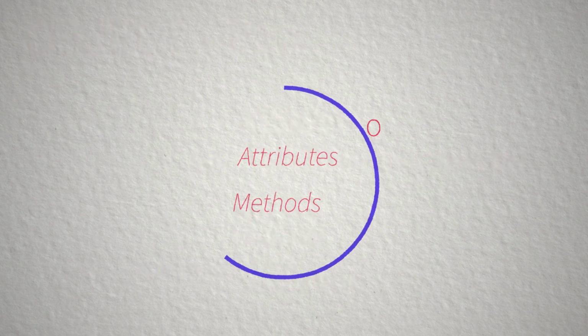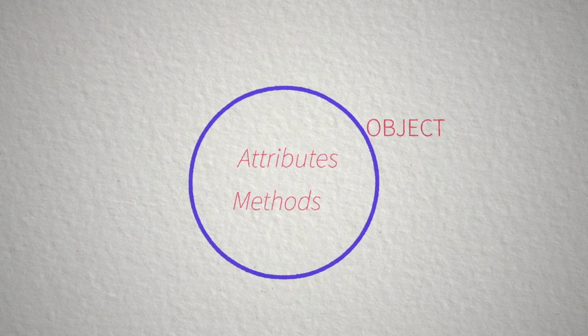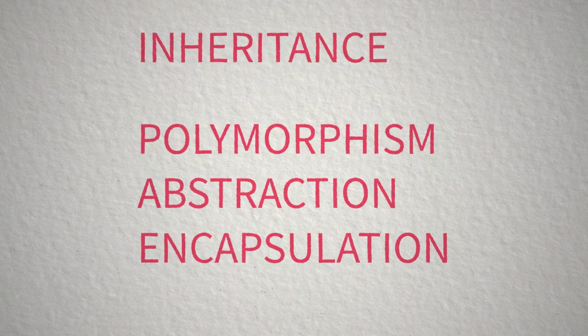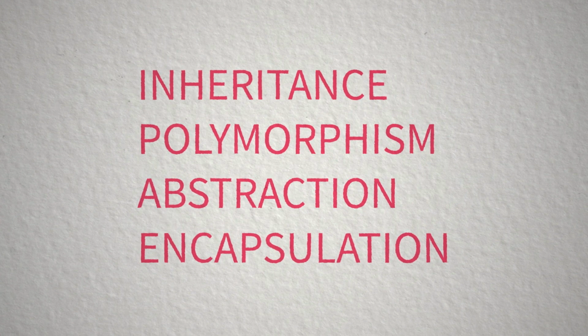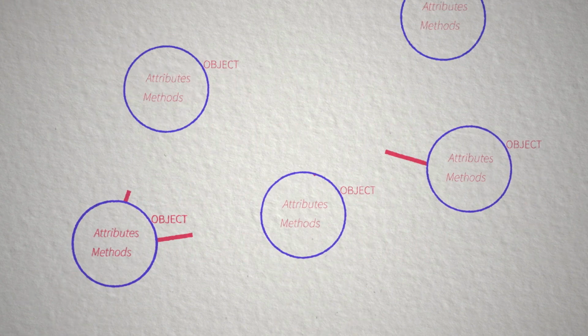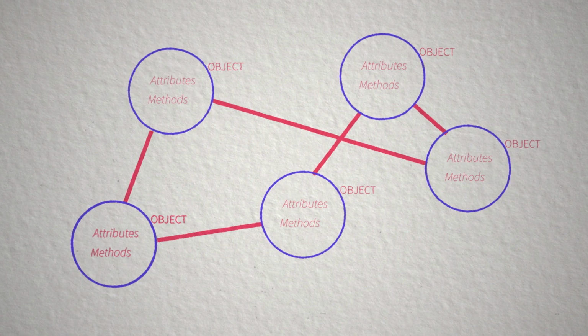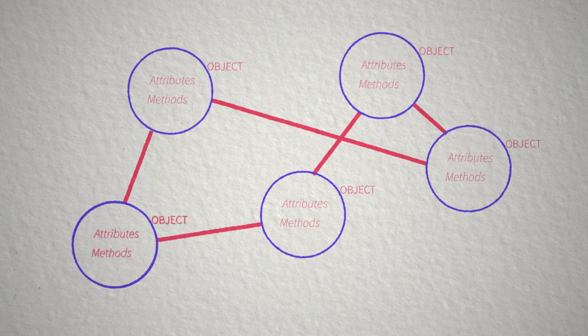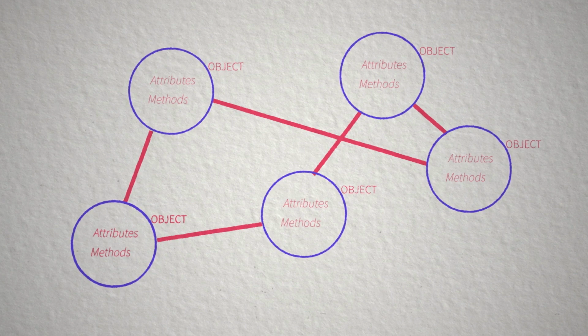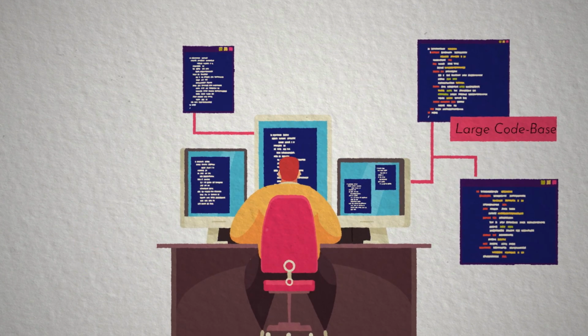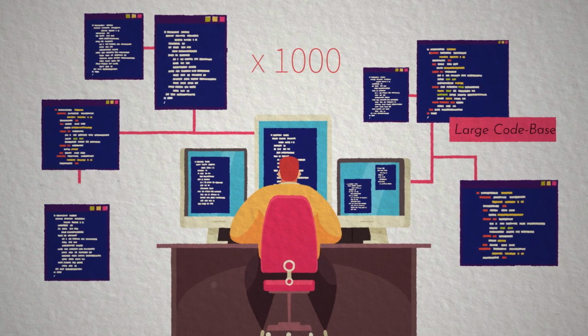This process of bundling code into a single unit is known as encapsulation and is one of the four principles of object-oriented programming. By encapsulating data and code within a single object, it helps keep our code organized and modular and far easier to maintain when programs become large.